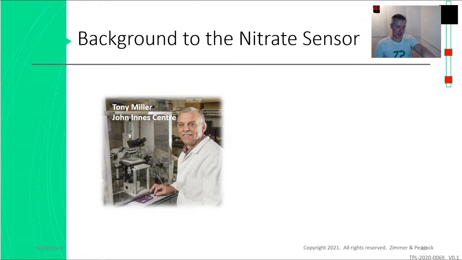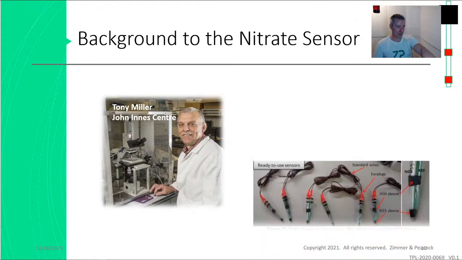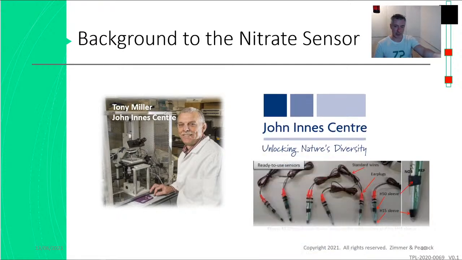So there's a nice guy at the John Innes Centre in the UK called Tony Miller, professor there, and he had invented some nitrate sensors because he was interested in measuring nitrate in farming or agronomy. As I say, he's at the John Innes Centre, and this was his first prototypes.